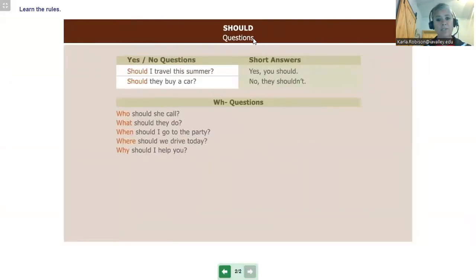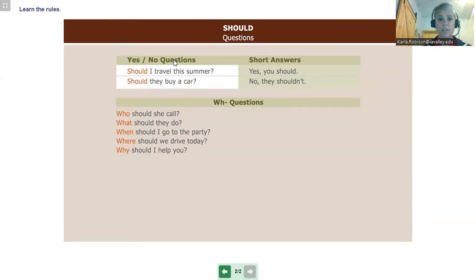Now, if I want to ask a question, generally we're going to ask a yes or no question, and we're going to start the question with should. And you're usually asking somebody's advice, okay? Or you want them to tell you what they think you should do. So should I travel this summer? Yes, you should. Should they buy a car? No, they shouldn't.